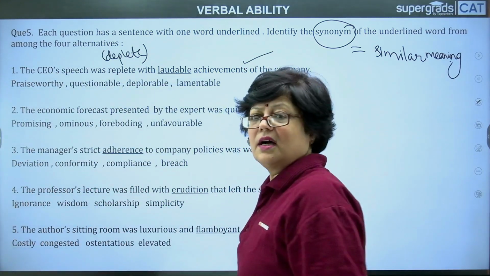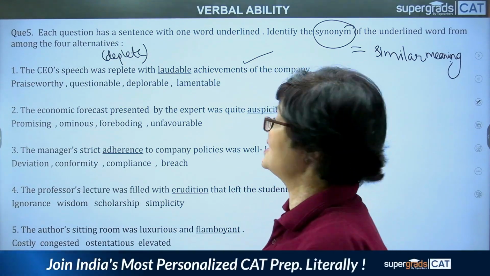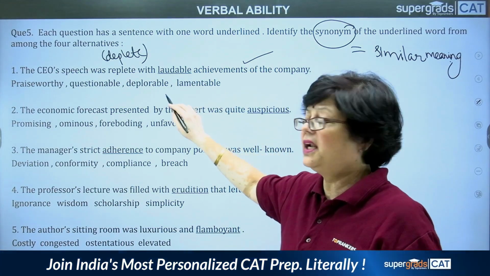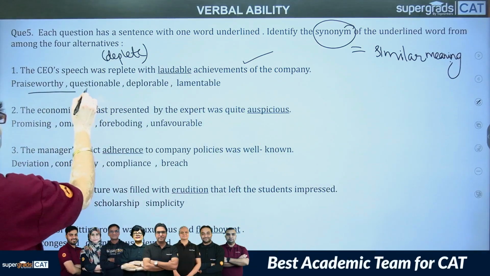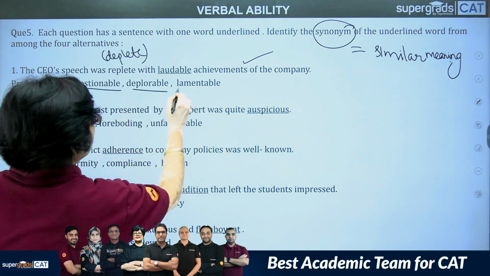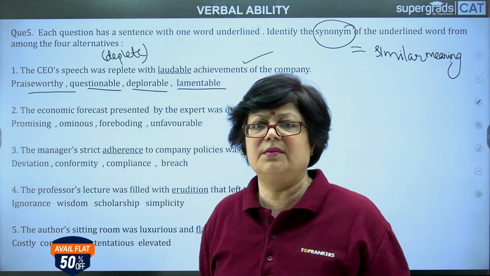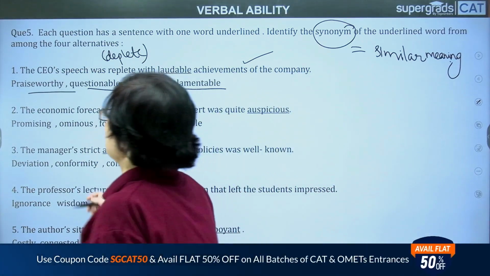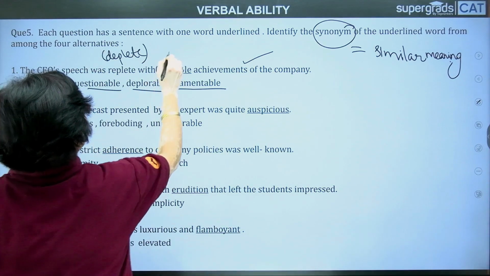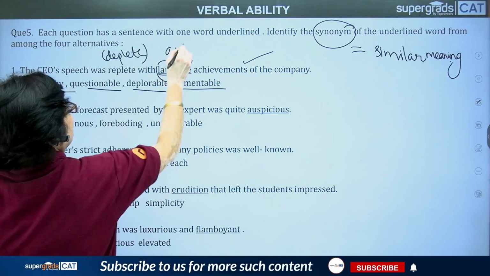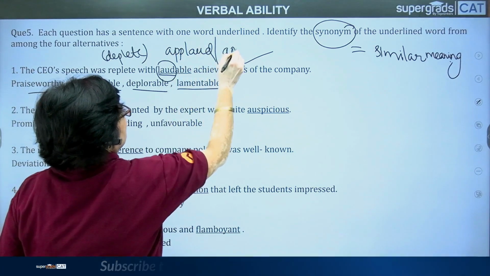He was talking about the achievements. That means he was talking about the things in a positive sense. So what does this word laudable mean? Praiseworthy, questionable, deplorable, lamentable, right? If you do not know this word laudable, try to connect it, dear students. This word, laud, okay? If you know this word, applaud, or applause.